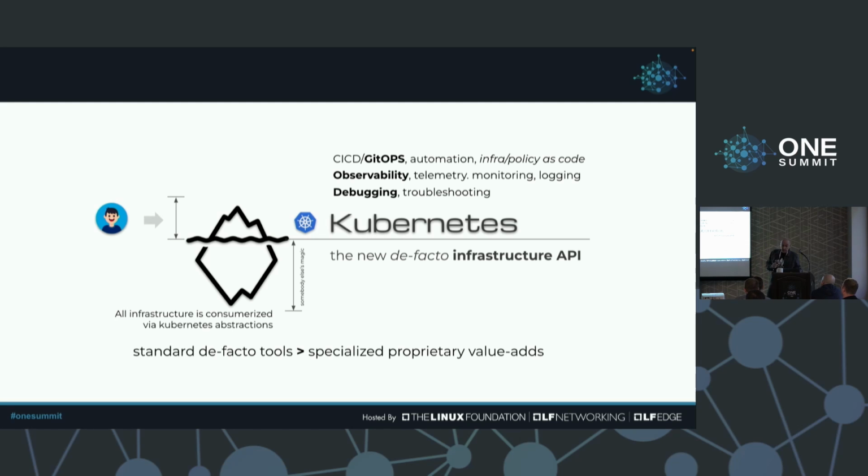And the cool thing is that because it's used everywhere, there's a whole cottage industry and a huge ecosystem of tools that help you operationalize this, like observability, debugging, various DevOps and SRE tools. All this stuff is mature and used by hundreds of thousands of people. And that's a big deal. In that world, being standard, de facto and open is a lot more important than being specialized, proprietary, and having secret add-ons or value adds.